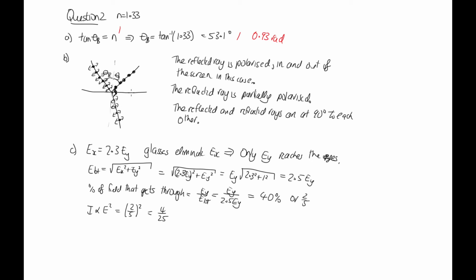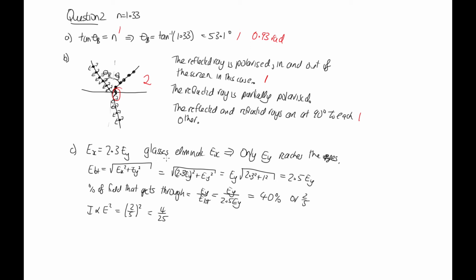Now for part B, you get 2 marks for the diagram. Within the diagram, you need to clearly show that that's 90 degrees there, and you've got to show the incident, the reflected, and the refracted. So that's out of 2 marks. And then you also get 2 marks for pointing out the important features in words. 1 mark for saying that the reflected ray is polarized, and 1 mark for saying that these are at 90 degrees to each other. So part B is out of 4 marks.